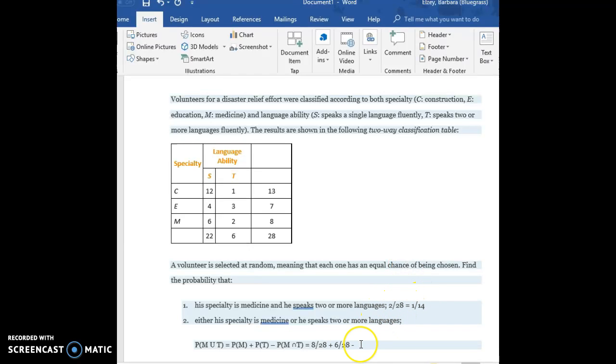Now, I'm going to use the 2 out of 28 just to keep my denominators the same and make this an easier calculation. So 8 plus 6 is 14, minus the 2 is 12 out of 28, which is going to reduce to 3 over 7.